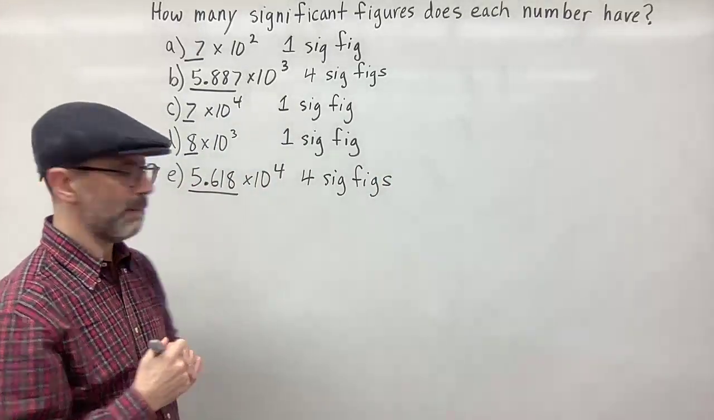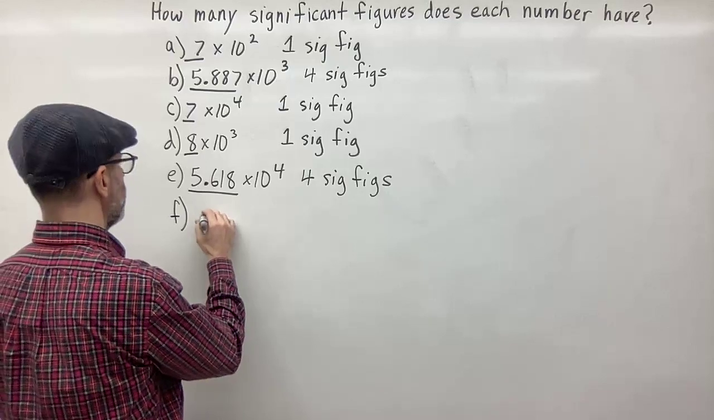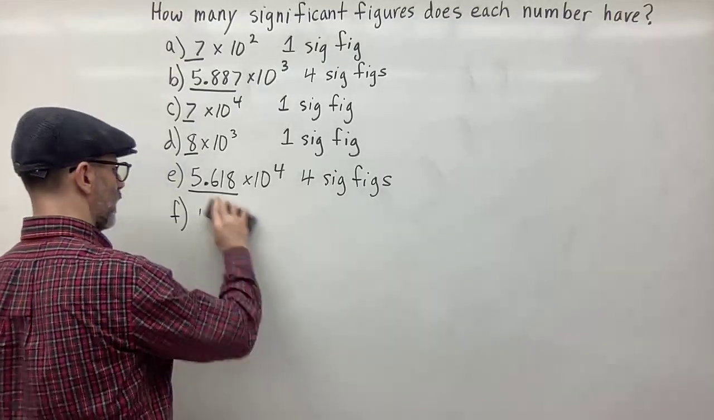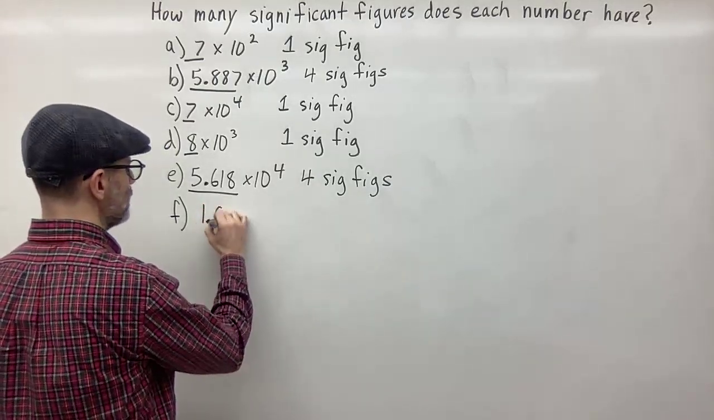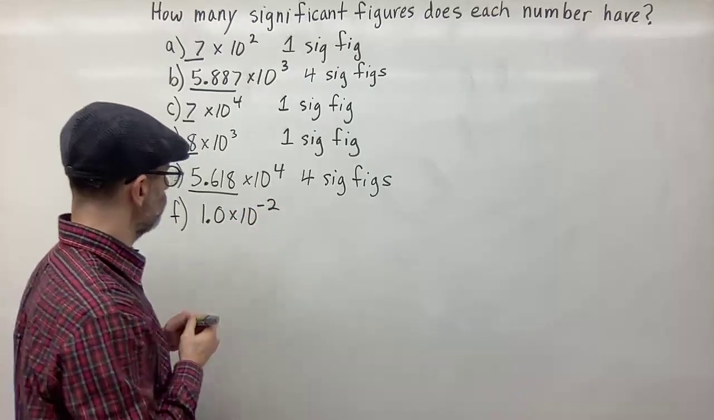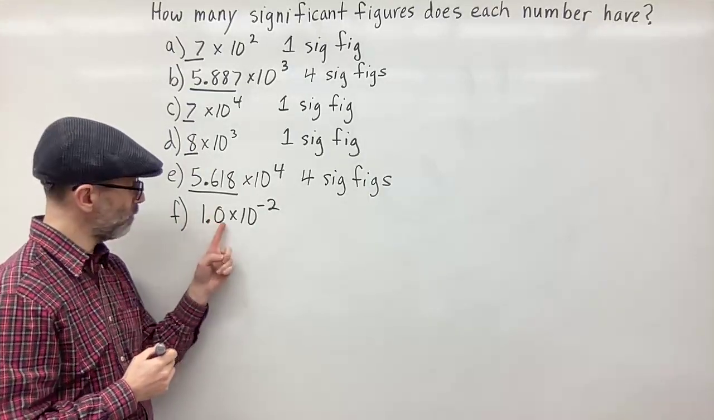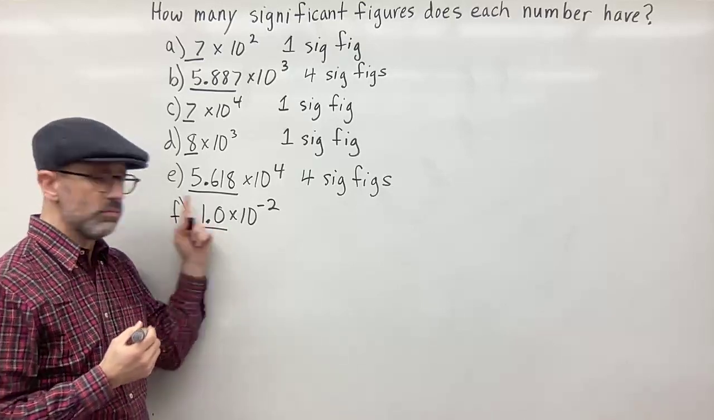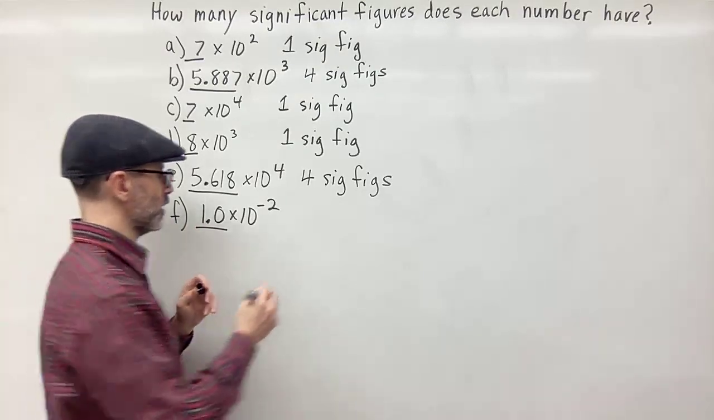Let's add a couple more. So if I do F, let's say I have 100. Oops, nope, can't do that. Sorry, it has to be proper scientific notation. Let's say I have 1.0 times 10 to the negative 2. So here I have 2 digits in front of my times 10. All of these digits are significant, so I have 2 sig figs here.